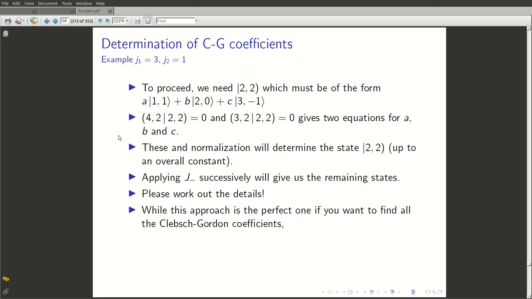Now, this is a perfect approach if you want to find all the Clebsch-Gordan coefficients corresponding to a particular J1 and particular J2. In fact, this is the only efficient way of doing that. However, sometimes you may not really want all the coefficients, you may want only one of them. Let's say all the coefficients corresponding to 2,2. Let's say you want to expand 2,2 in this form and you want to find out the values of A, B and C, and just that. How would you do that?